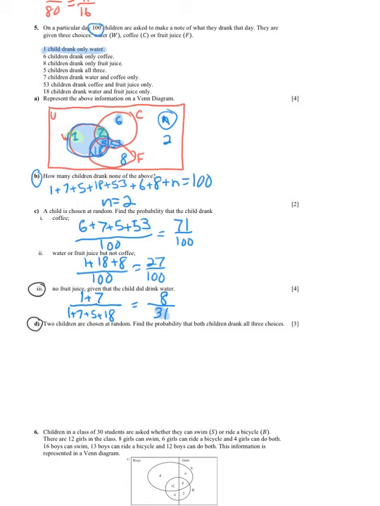Okay, now we have 2 children who are chosen at random. Find the probability that both children drank all 3 choices. So the first child, if you choose a child at random, there's 5 in 100 probability that that child drank all 3.